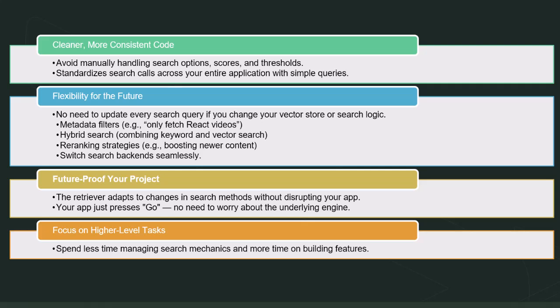Today, your retriever might just run basic vector search, but tomorrow you can upgrade it to add metadata filters like only fetch React videos, hybrid search, where you combine keyword and vector search, re-ranking strategies like boost newer content, or even switch to a completely different search backend without changing the way your app asks for documents.